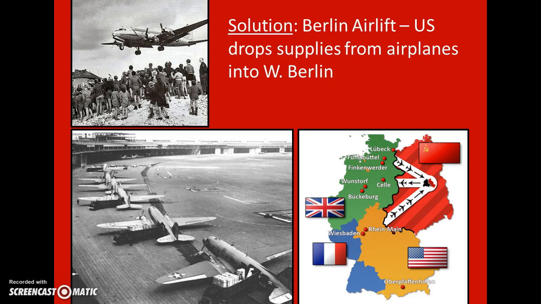The United States, for 9 months, flew from democratic West Germany into democratic West Berlin and simply dropped supplies to the people waiting there for food and other resources. Eventually, Stalin gave up the blockade, and West Berlin remained democratic until the fall of the wall.